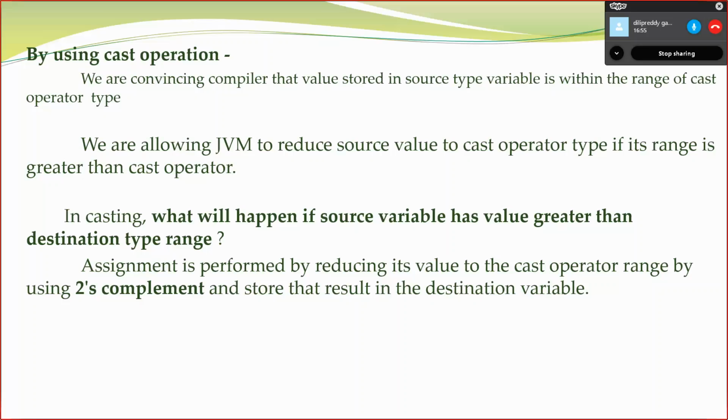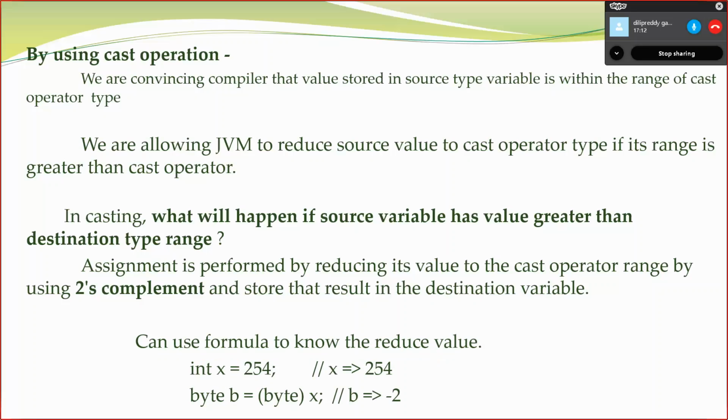See, if you take 254, int x, and assign it to a byte, what will the result be? The result will be -2. That means we lost data. If you print this byte b with a SOP, you will get a result like -2. See how much data we lost. I'll tell you how this is calculated, how it became -2. This is called two's complement.